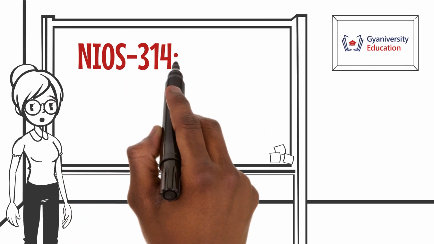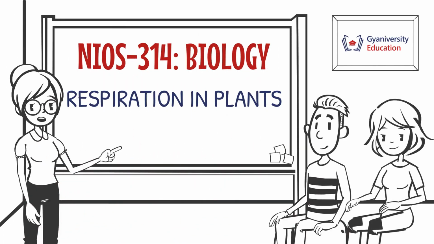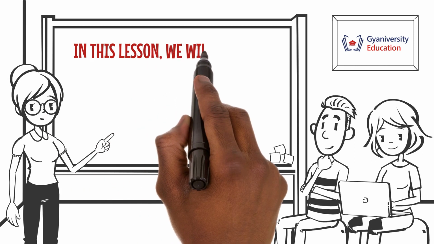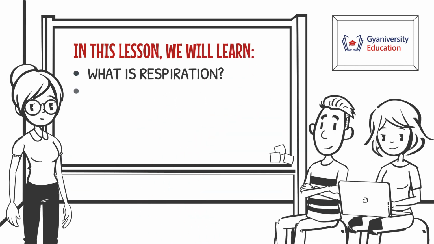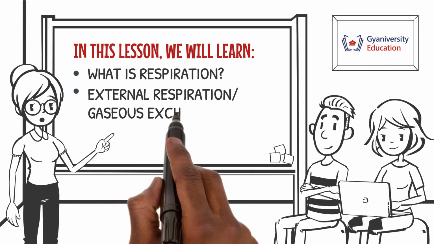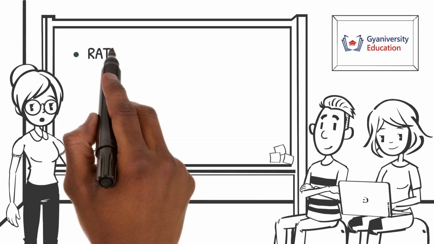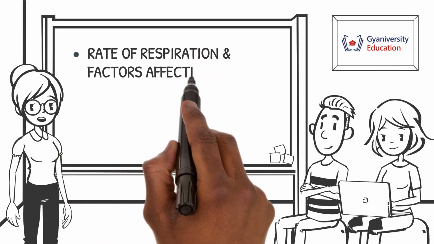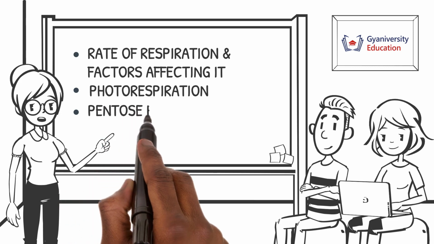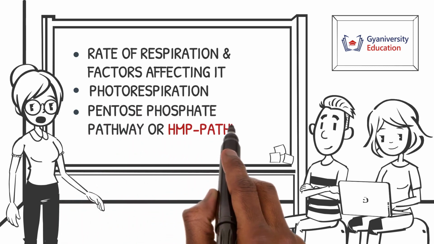Welcome to the biology lesson of respiration in plants. In this lesson, we will learn about what is respiration, external respiration, gaseous exchange, cellular respiration, rate of respiration and factors affecting it, photorespiration and pentose phosphate pathway or HMP pathway.